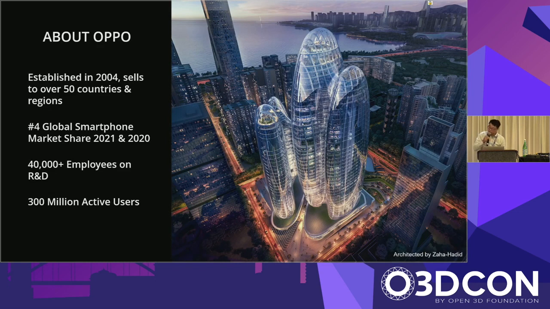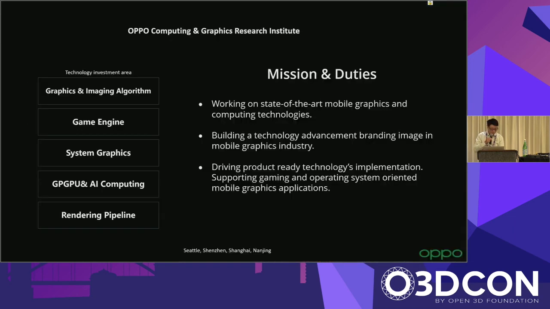Oppo is a mobile company established in 2004. We currently rank number 4 globally in smartphone market share. This is about our team. We're working on a lot of things related to graphics: algorithms, game engine, system graphics, including launcher and UI, the whole Android graphics stack, GPU, AI, and the rendering pipeline.